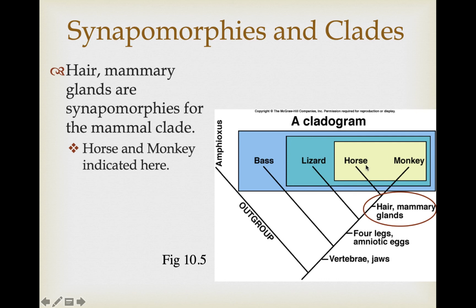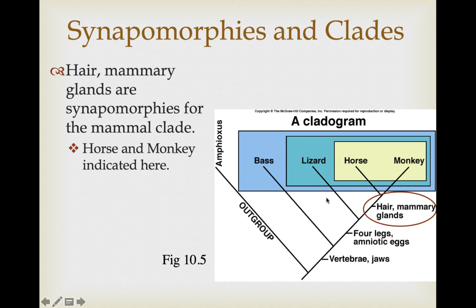Well, what about hair? Horses have hair, monkeys have hair, these others don't have hair. They also have mammary glands. Those are shared traits that were derived in the common ancestor of all mammals. So that is a synapomorphy for this box right here. Horses and monkeys make a monophyletic group that we call the mammals.